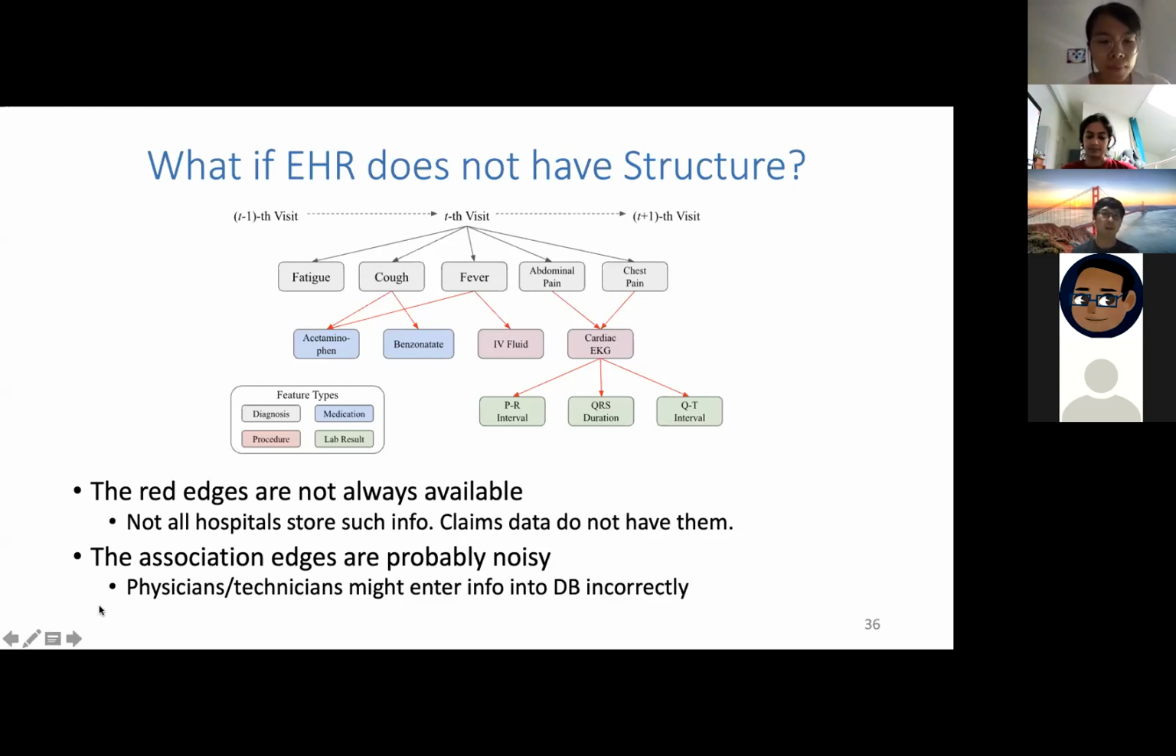Another motivation was that the association edges are probably very noisy, which was also observed by my physician colleagues at Google. They said that if your EHR system requires you to put a reason when you're ordering something, you will just write down anything because it's time consuming. You don't want to write down specific reasons every single time you order Tylenol. So you just put whatever you want, and it's going to be pretty noisy. So these were the two motivations.